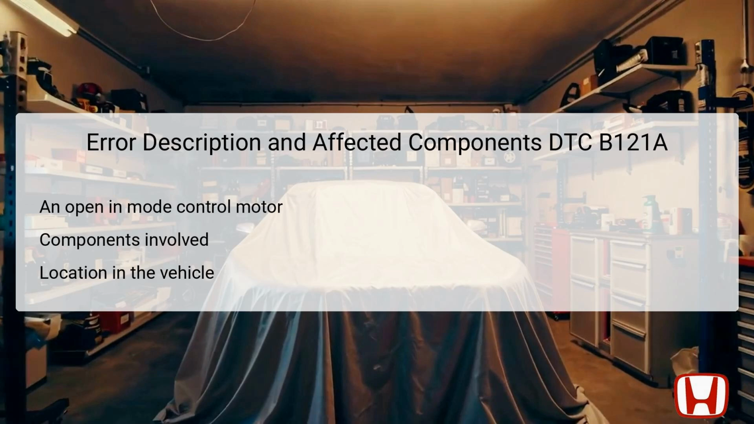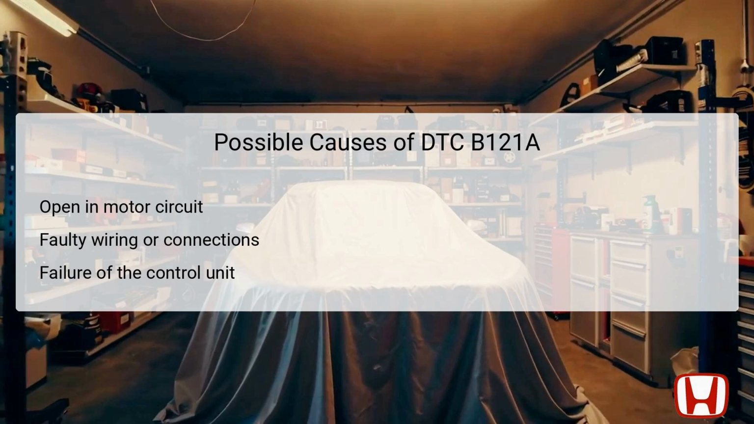Testing and repairing this circuit helps restore proper functionality to the HVAC system, ensuring that cabin conditions are regulated according to the driver's preferences. The possible causes of the DTC B121A range from an open circuit in the mode control motor itself to issues concerning its wiring and connectors.